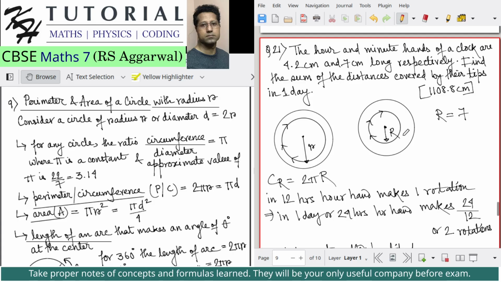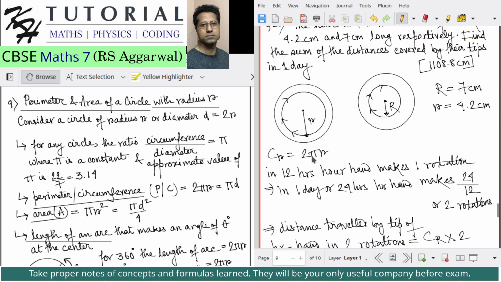But anyway, please note that I am using small r to be the length of the hour hand, because the hour hand is smaller. And capital R to be the length of the minute hand. So capital R is given to be 7 centimeter, that is the length of the minute hand is 7 centimeter, and small r is the length of the hour hand, which is given to be 4.2 centimeter.